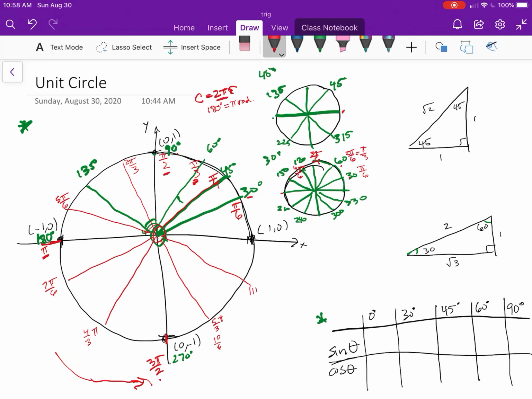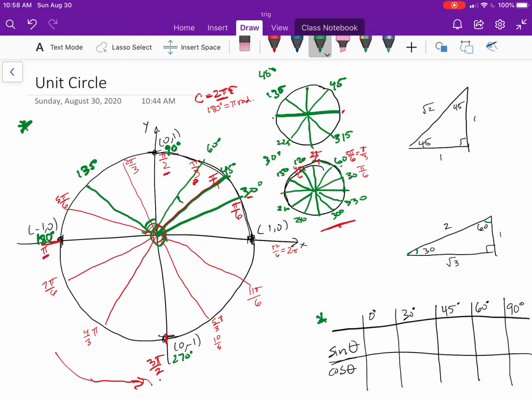11 pi over 6, and then 12 pi over 6, but 12 over 6 is 2, right? Which we said 0 degrees and 2 pi, they're coterminal, same angle, same terminal side. All right, this is probably the harder one. We took care of the hard one first. So let's do the 45.